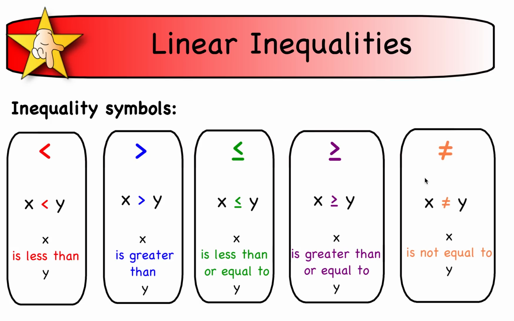And the very last one is not equal to. It's an equal sign with a line through it. So it says x is not equal to y. Those are the 5 different inequalities that exist, the different symbols, and those are the ones we're going to be working with in this lesson.